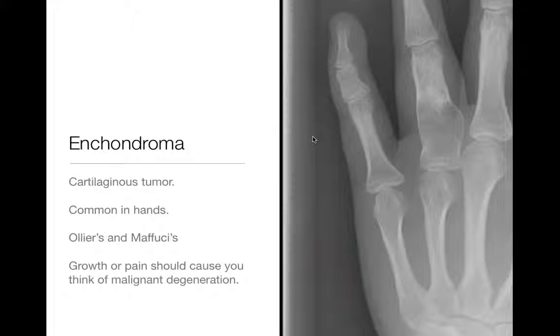All right, next up is enchondromas. Enchondromas are benign cartilaginous tumors. They're common. You're going to see enchondromas a lot. You'll see them in the hands. It's a common place for them. You'll see them in long bones.